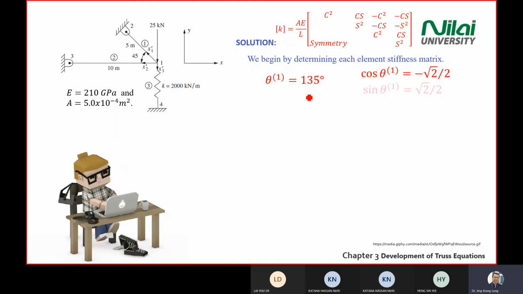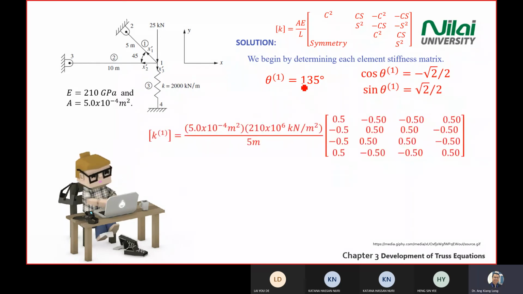So we already solved all the angles, right? For element 1 it is 135. You find the cos and sine, build a table, you get the answer. So for K1, A is given, E is given, the length is given. You put in all the numbers that you pull from the table that you built. You have the cos square, cosine, negative cos square, negative cosine. So we refer to the governing equation on the top of the screen here. Then you calculate accordingly.